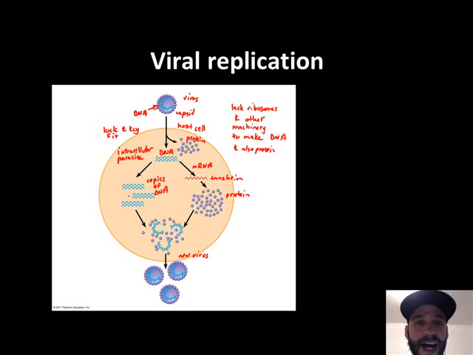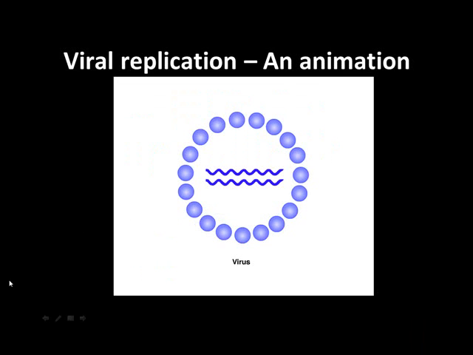Their goal is to hijack the machinery of the cell, use it to make many copies of itself, and then it can go out and infect new cells. A virus is an intracellular parasite that can reproduce. A virus consists of a nucleic acid genome enclosed in a protein shell called a capsid.